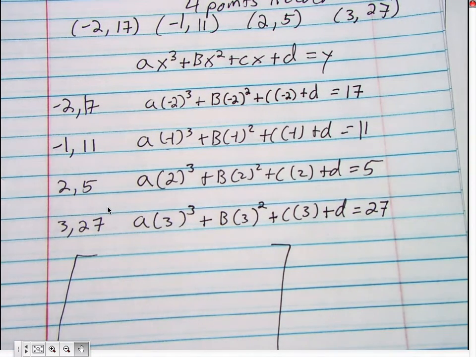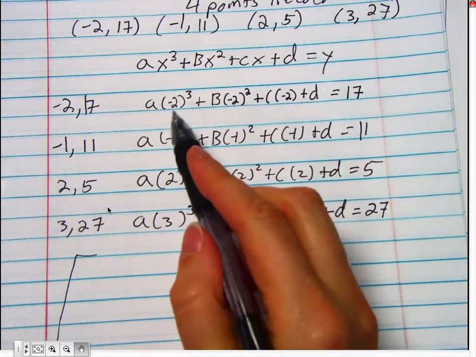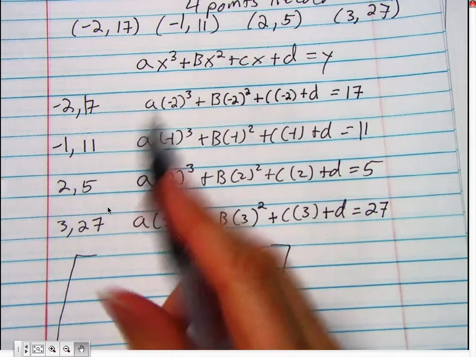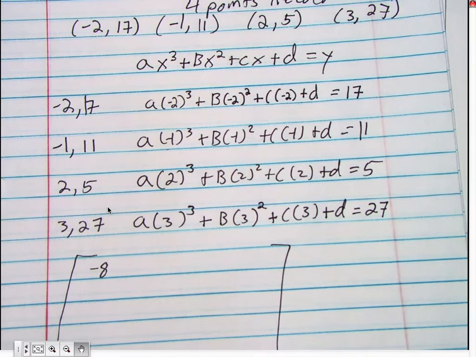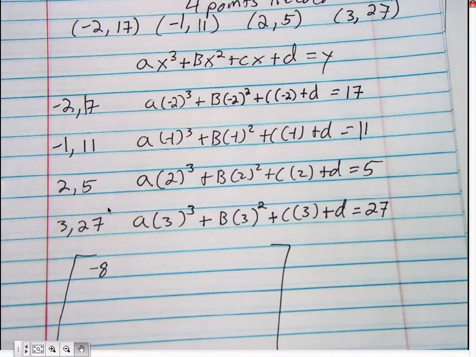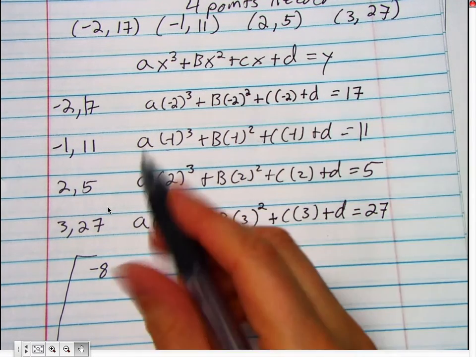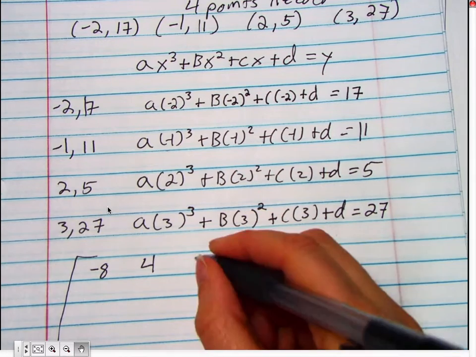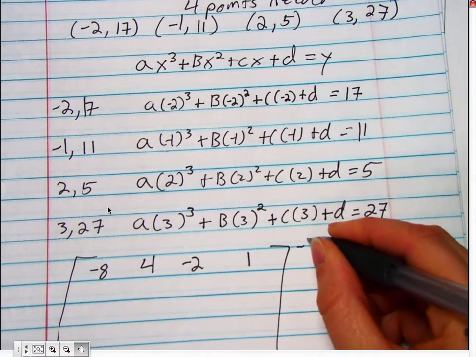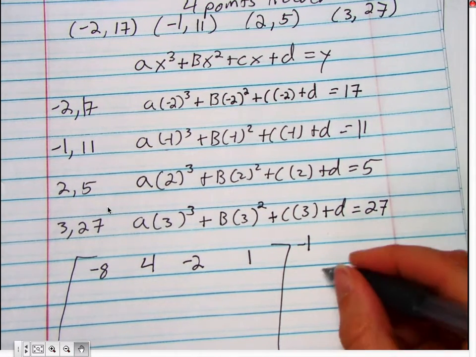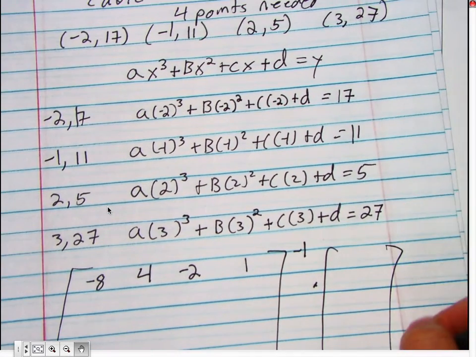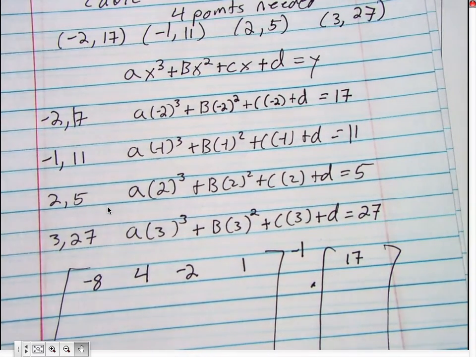Okay. Once we have that, right, we make our matrices. Okay. I'm going to do the first one. Negative 2 cubed is negative 8. An interesting fact, if you have a negative to an odd power, it's going to be negative. And if you have a negative to an even power, it's going to be positive. So negative 2 squared gives me 4. Negative 2, 1, and I'm raising it to the negative 1, times the answer matrices, which is 17, goes in the top.